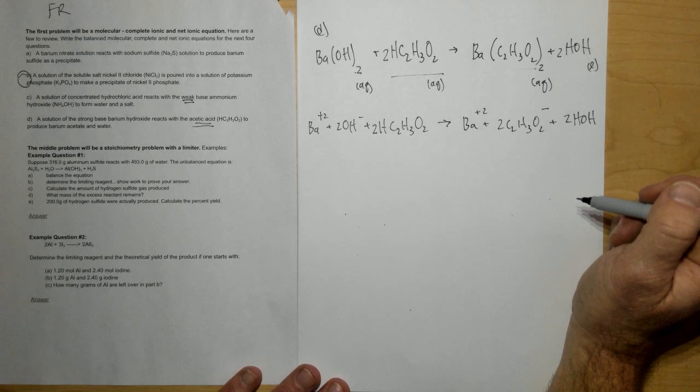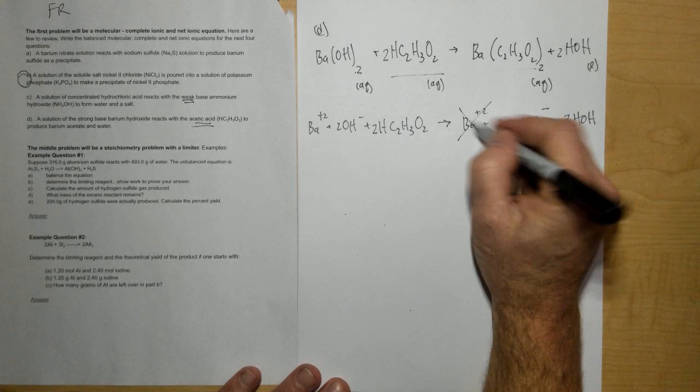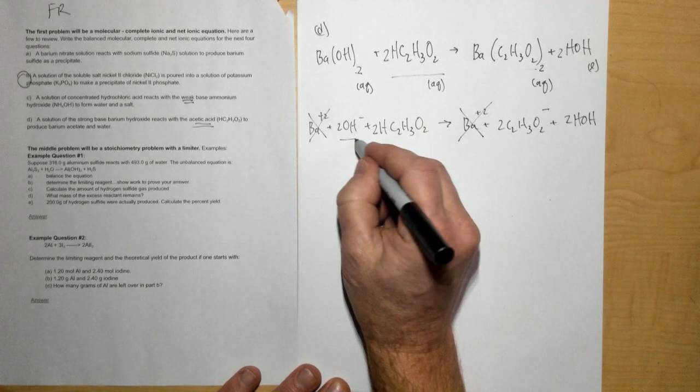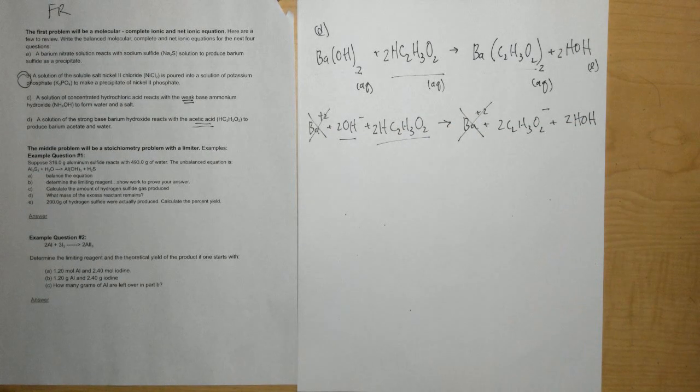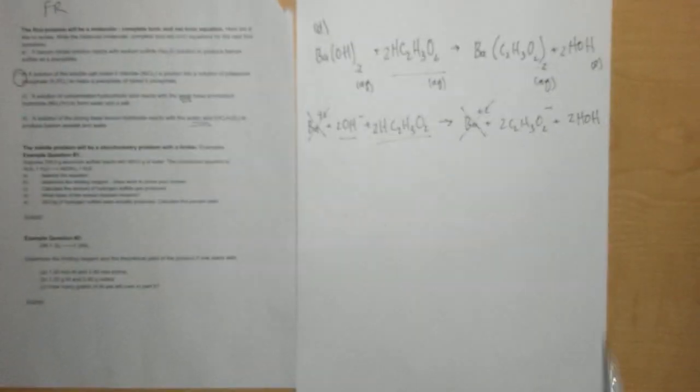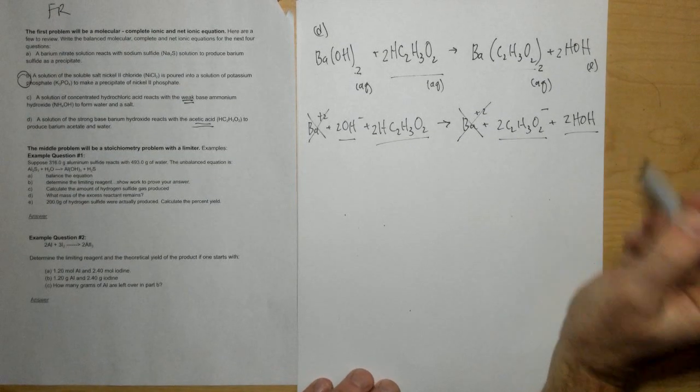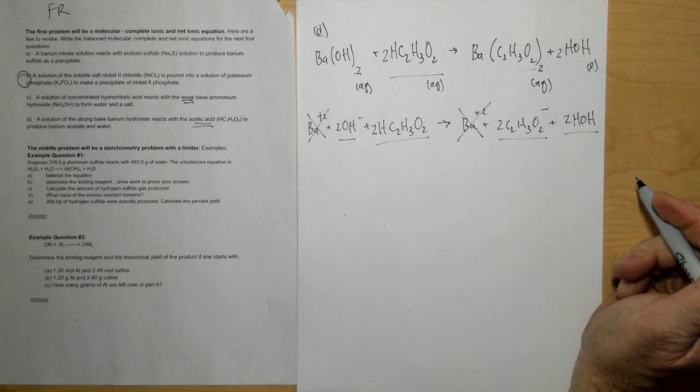All right. I think the things that cancel out are the bariums here. So my reaction is actually between the OH and the acetic acid, which is an acid-base reaction, just like what we'd expect. And then we'd leave that, and we'd leave that, and that would be my net ionic equation for letter D.